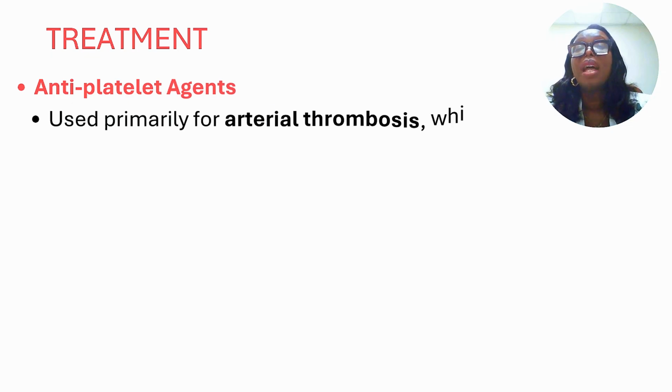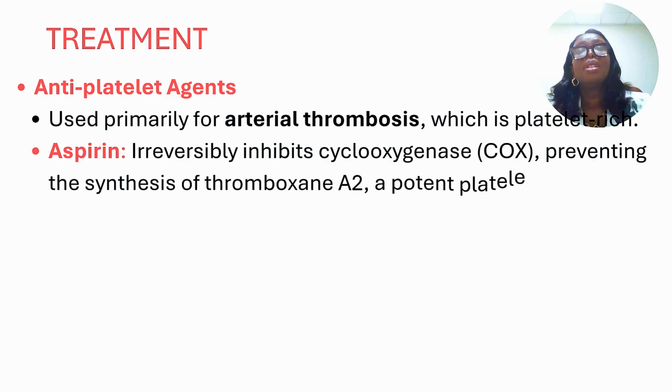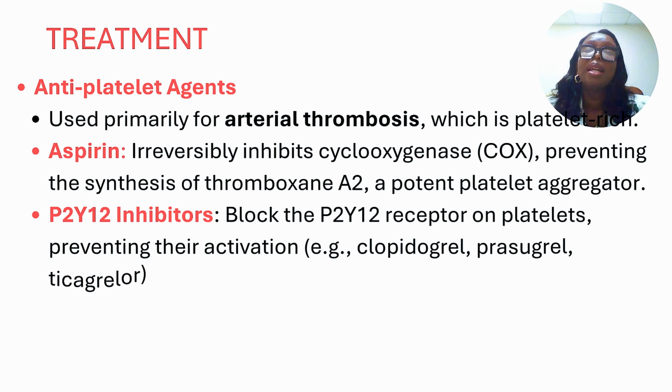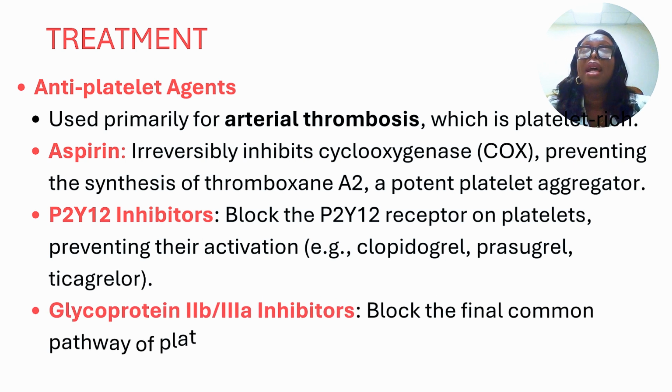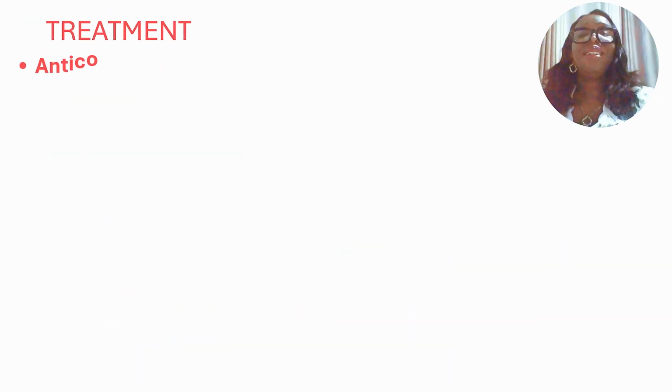The treatment includes the use of antiplatelet agents. Antiplatelet agents are mostly used for arterial thrombosis, which is platelet rich. These antiplatelet agents include aspirin, P2Y12 inhibitors, and glycoprotein 2b/3a inhibitors, which block the final common pathway of platelet aggregation, preventing platelet aggregation. Then the use of anticoagulants.